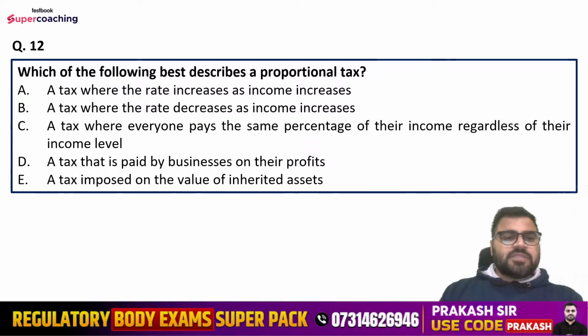Question number 12 is, which of the following best describes a proportional tax? Options are a tax where the rate increases as income increases, a tax where the rate decreases as income increases, a tax where everyone pays the same percentage of their income regardless of their income level, a tax that is paid by businesses on their profits, or a tax imposed on the value of inherited assets.